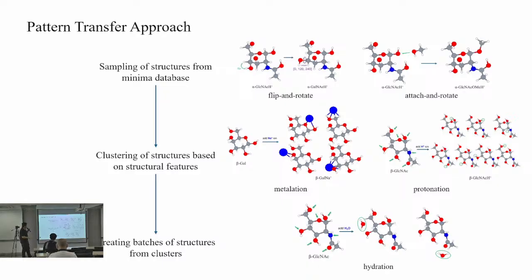In some cases, you start with a neutral system and you want to put in an ion, then you can just randomly place the ion around it. So what I'm saying is that we have prepared tools to do this pattern transfer approach. Instead of doing random sampling, as I showed in the previous slide, we can do this pattern transfer sampling, and then we still do the same method of cluster and batching.